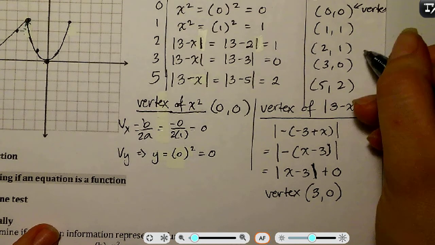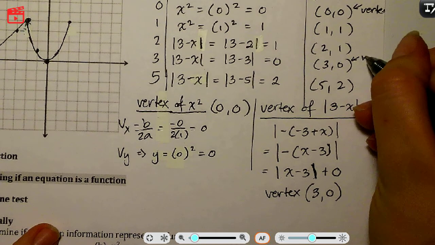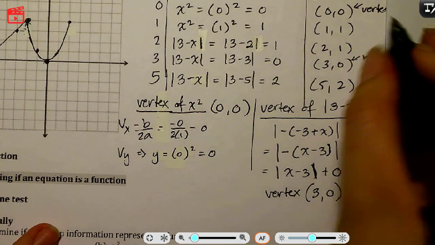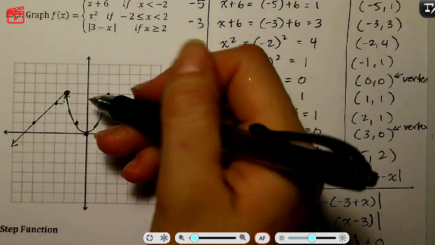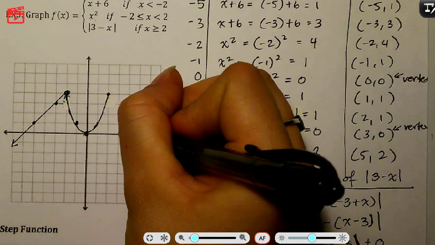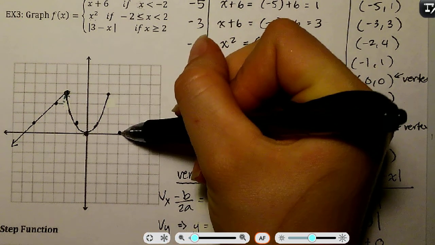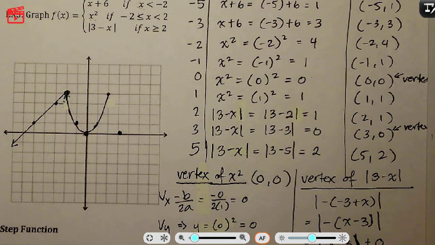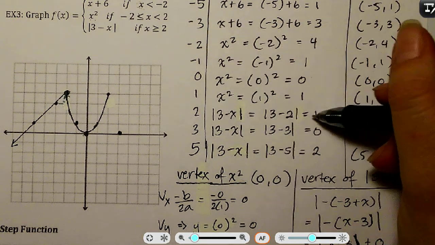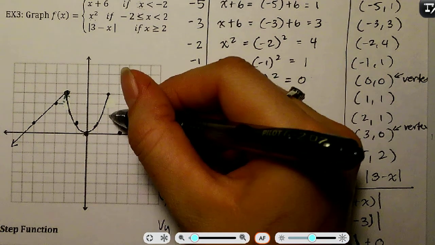Do I have that? Ah, I have that one right here. So that's my vertex for that equation. All right, so 3, 0 is my vertex. 1, 2, 3. So I know that this is where my absolute value is going to be starting back up. Let's go ahead and plot the other points from absolute value. So 2, 1.